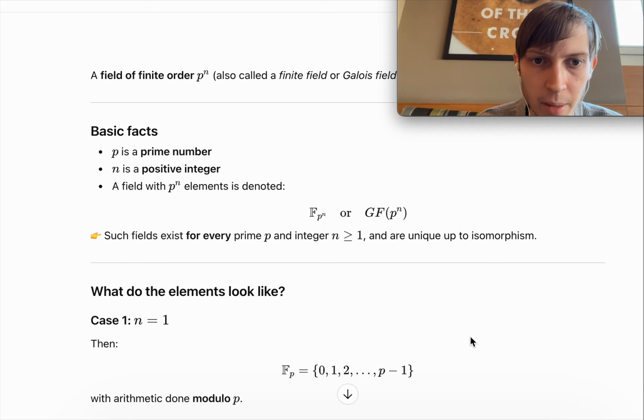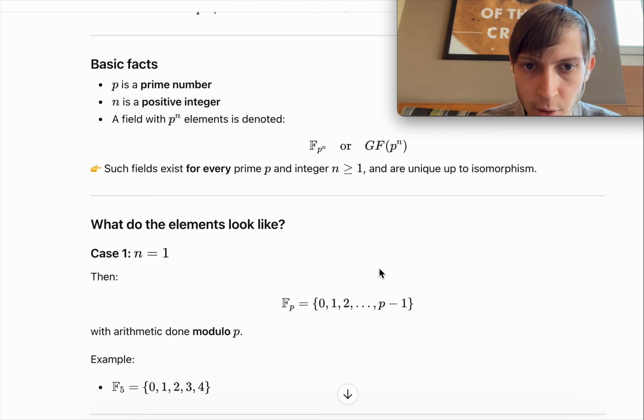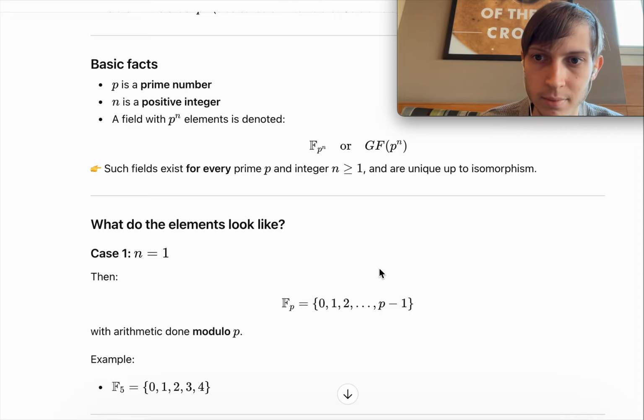p represents a prime number, n is a positive integer, and a field with p to the n elements is denoted F sub p to the n or GF of p to the n. Such fields exist for every prime p and every integer n from 1 on, and are unique up to isomorphism.